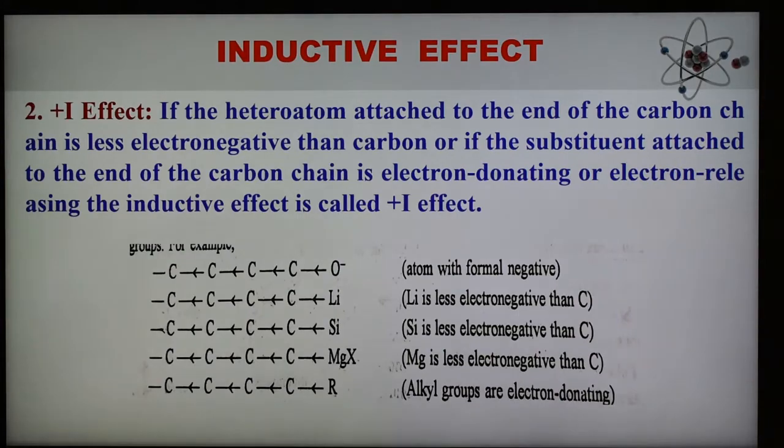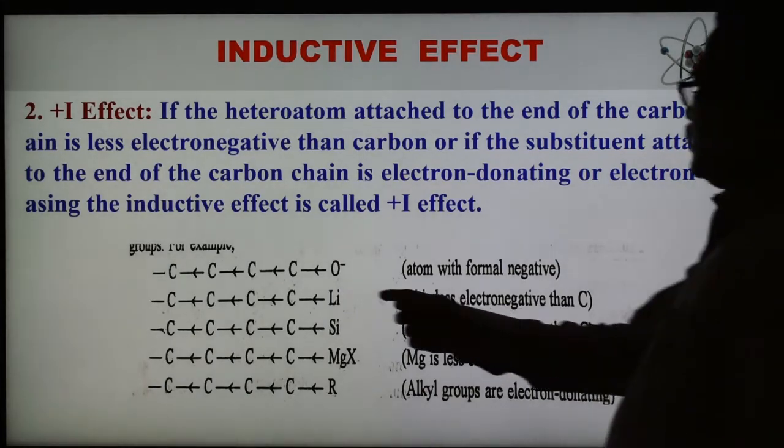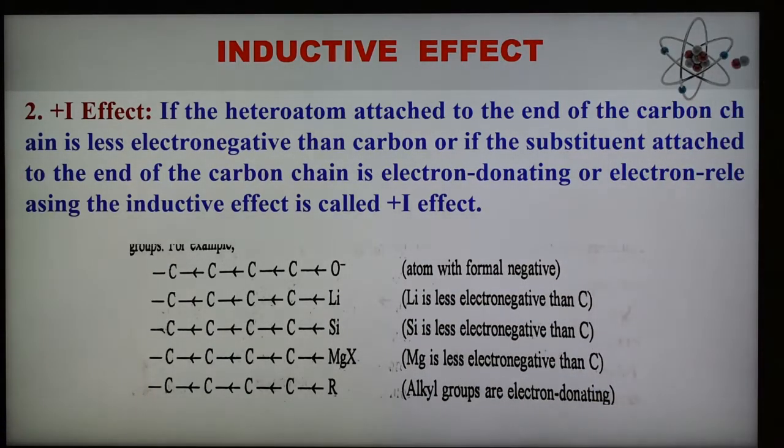So these are known as electron releasing groups of low electronegativity. For example, lithium is less electronegative than carbon, and therefore lithium is an electron releasing atom. Similarly, silicon is less electronegative than carbon. Magnesium is also less electronegative than carbon. Alkyl group is an electron donating group. So when an electron donating group or less electronegative atom is present in the carbon chain, they show the displacement of electron, and this effect is known as plus I effect. So there are two types, minus I effect and plus I effect.